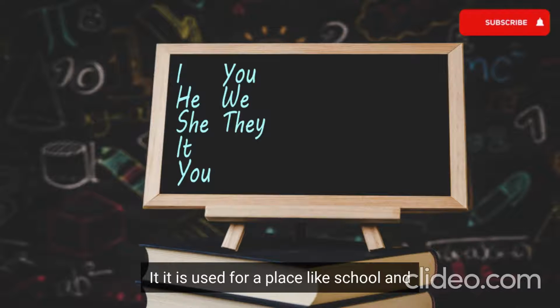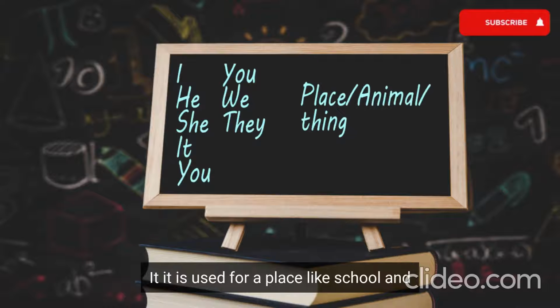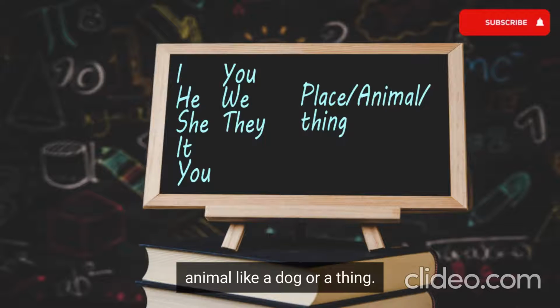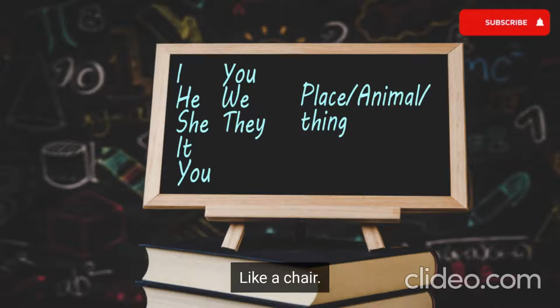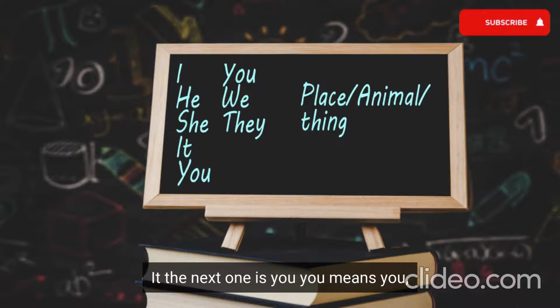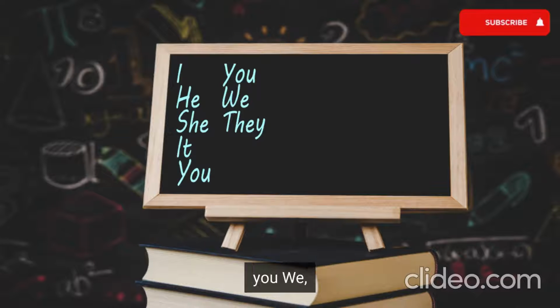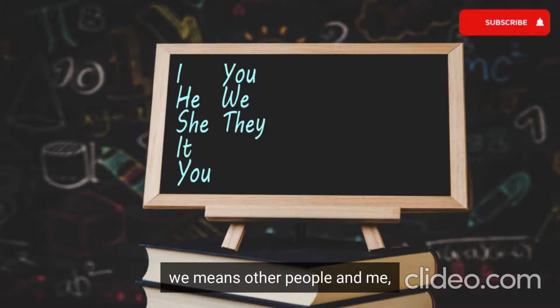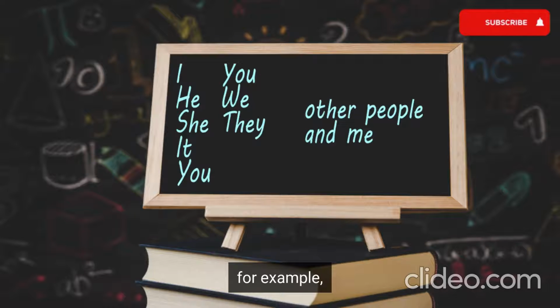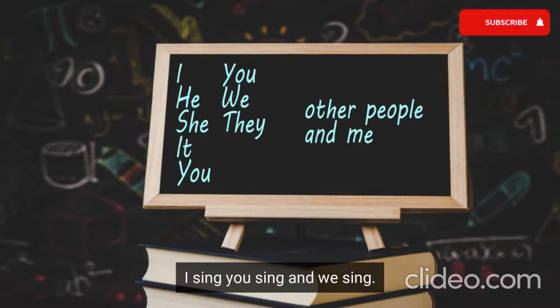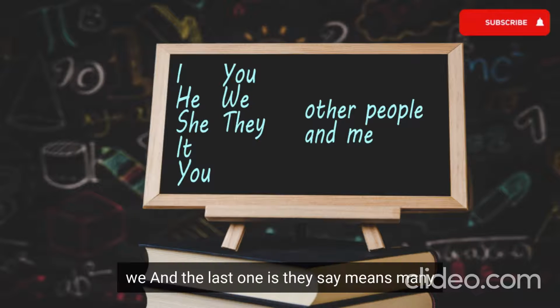It. It is used for a place like a school, an animal like a dog, or a thing like a chair, okay? It. The next one is you. You means you, okay? You. We. We means other people and me. For example, I sing, you sing, then we sing. Okay, we.